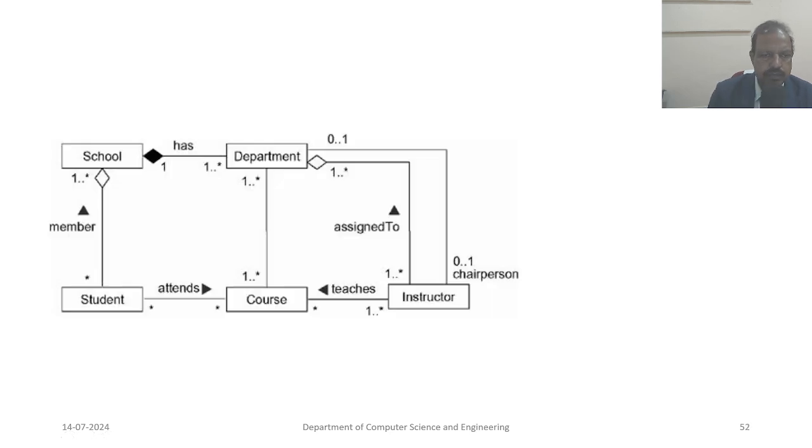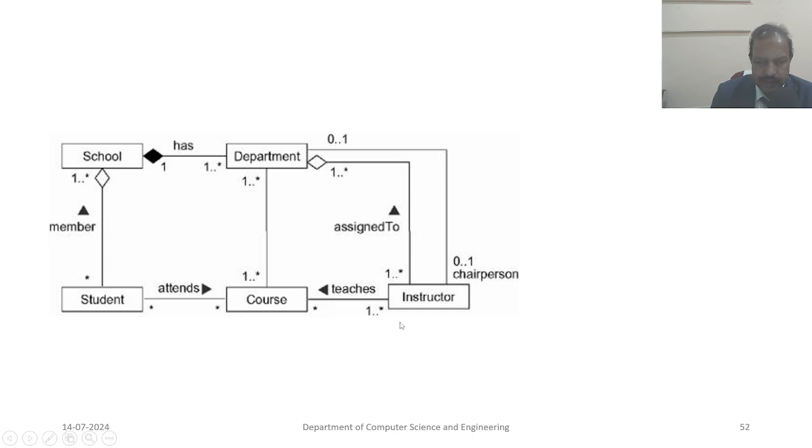We take an example here. You see there are a number of classes. School is a class, student is a class, department is a class, course is a class, instructor is a class. School is an aggregate of students. School is also an aggregate of departments, and it is mandatory because you cannot consider a school without a department. Similarly, a student is associated with a course, or the student attends a course. Is that clear? And a department refers to a number of courses. So this is the association.